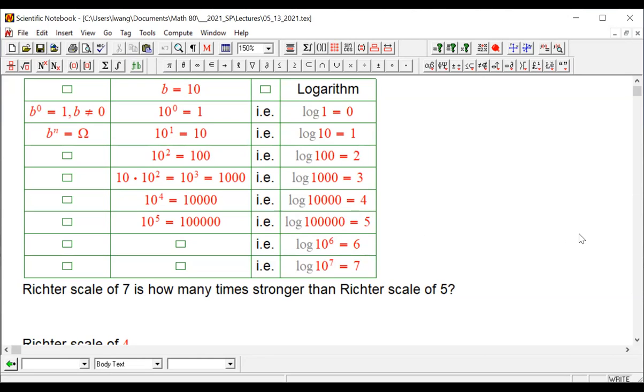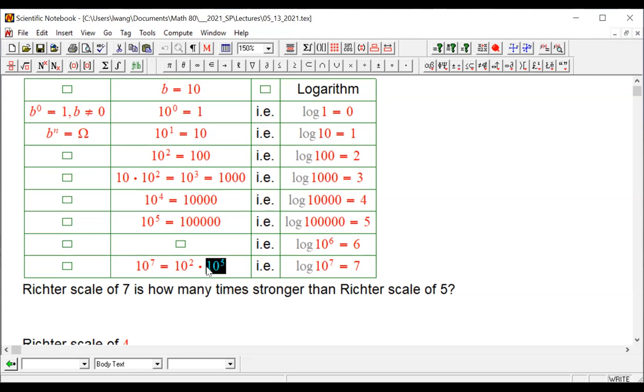It's 100 times, isn't it? How do I know it's 100 times? Yeah, it's because 10 to the power 7 is 10 to the power 2 multiply 10 to the power 5. Right? So you have 10 to the power 5.